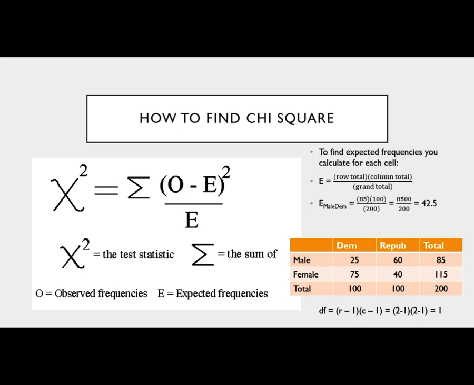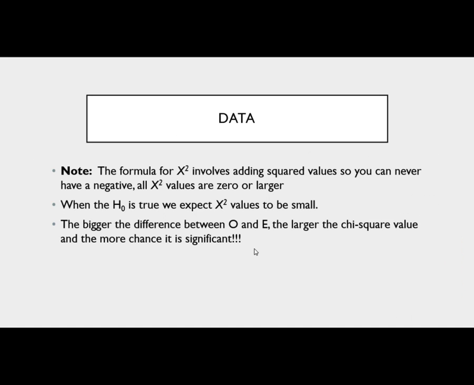We're going to let the computer do that for us. Note, the formula for chi-square involves adding squared values, so you can never have a negative. All chi-square values are 0 or larger. When the null is true, we expect the chi-square values to be small. And then the bigger the difference is between the observed and the expected, the larger the chi-square value and the more chance that it will be significant.